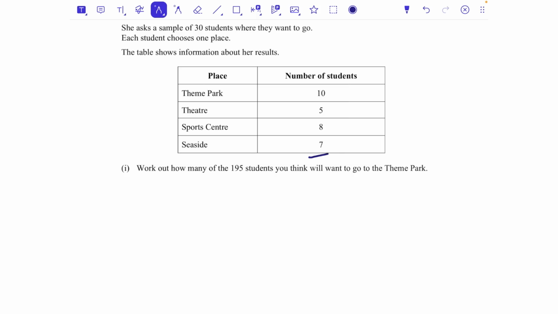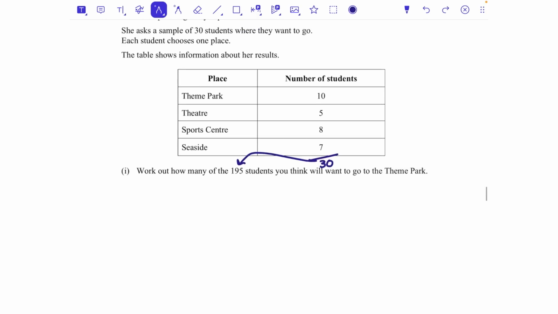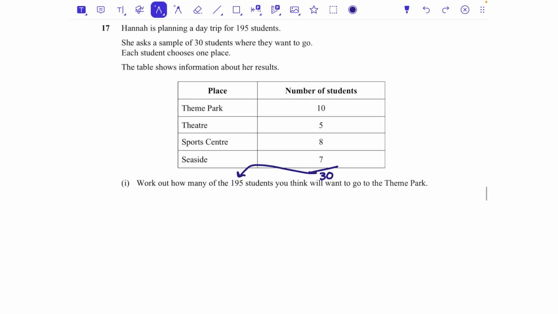So Hannah's asked 30 people, but actually there's 195 students that are going on the trip. So we need to make this how many times bigger. There's lots of different ways to do the question, but I think if you do 195 divided by 30, we're going to find out how many times bigger we need to multiply her survey. So 195 divided by 30 in my calculator is 6.5. So if she multiplies her results by 6.5, that would give her a good estimate of it being out of 195 instead.